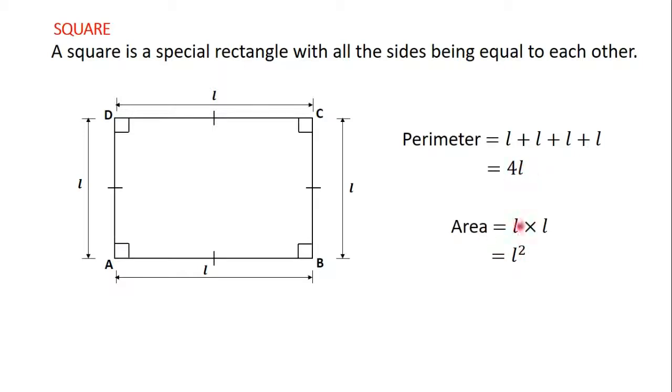The area is L times L. So the area of a square is the square of the length. L times L gives us L squared. This is how to find the area and perimeter of a square.